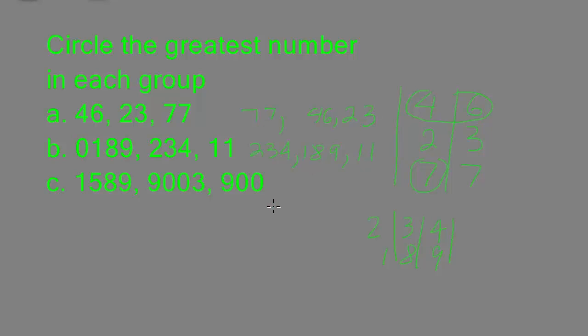And finally the last one. First of all, 99 is the last one, obviously, because it only has 2 digits. But between 1589 and 9003, it's going to be 9003, obviously, simply because it has a 9 at the beginning. So we have this sequence: 9003, 1589, and 99. Et voila.